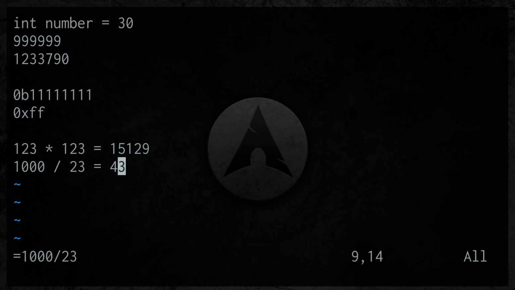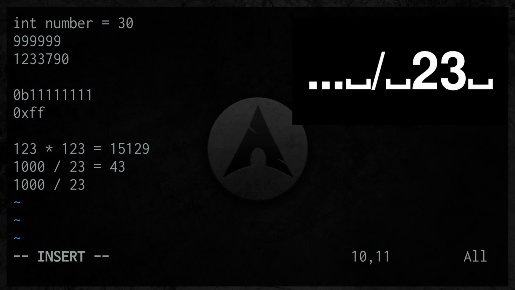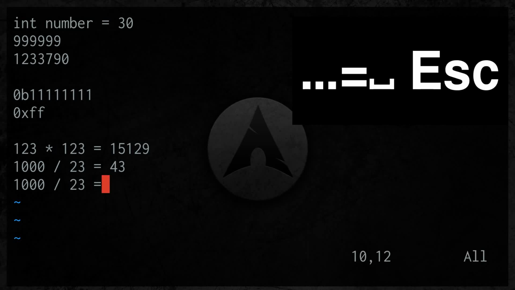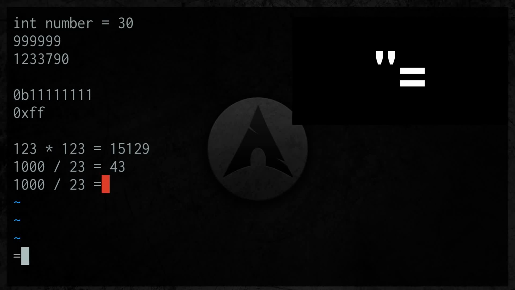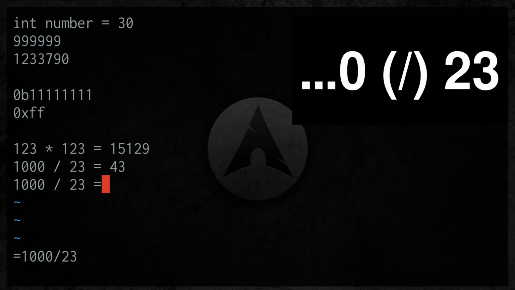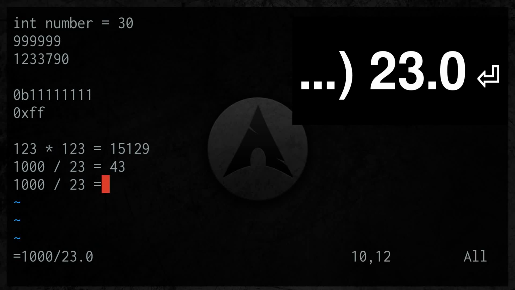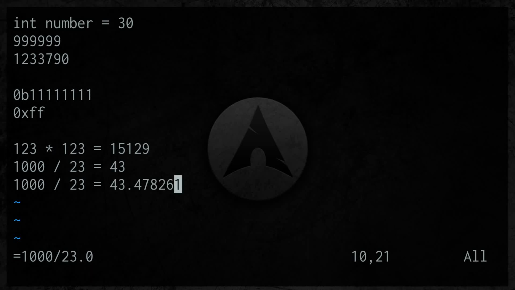If we want a more accurate result, we need to pass at least one argument as a float. So one more time. Double quote equal, 1000 divided by 23.0. Then P, and as you see, now we have a more accurate result.